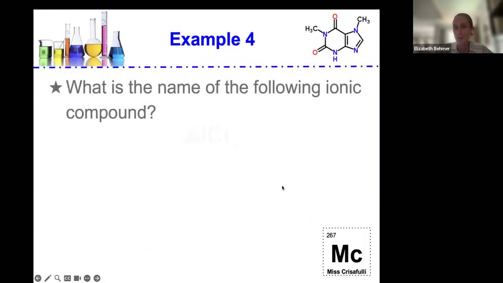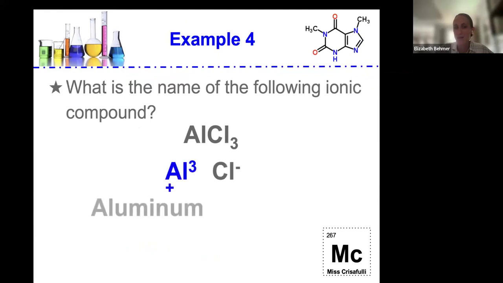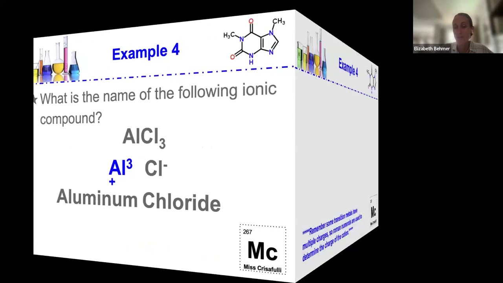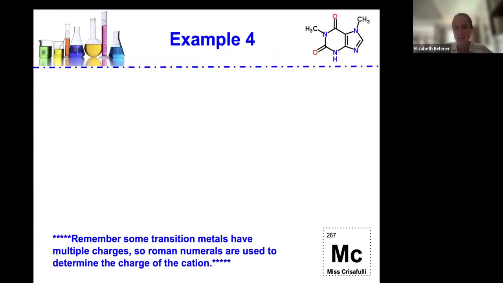What is the name of the following ionic compound? AlCl3. We have aluminum, that's your cation, and then chlorine is the anion. So it's aluminum chloride because we end the anion with -ide.